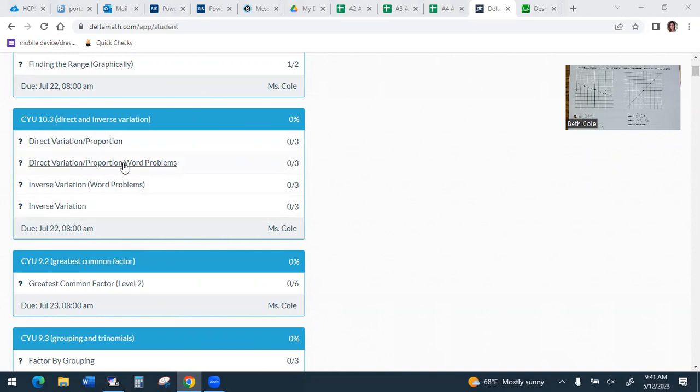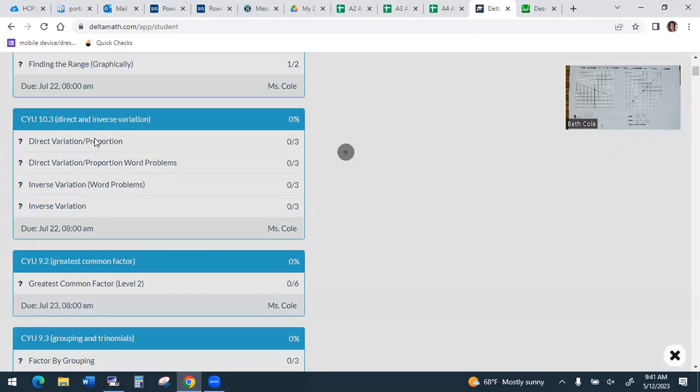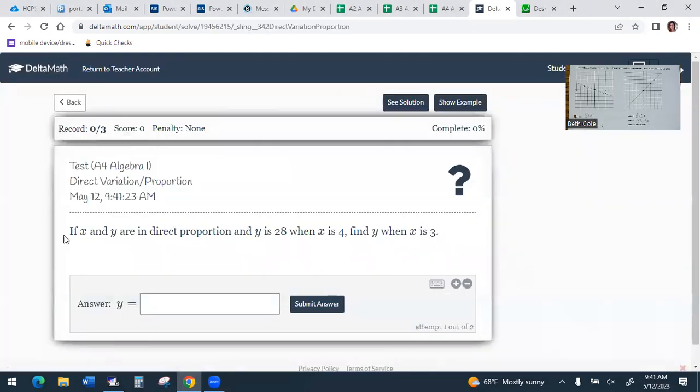Let me just do one problem in each section so that you can see what it's going to be asking you. Can you look? It says y and x are in direct proportion. Y is 28 when x is 4. Here's all you have to do. What is 28 divided by 4? 7 is the slope. You with me here? 7 is the slope. So what is y when x is 3? Well, what is 7 times 3?